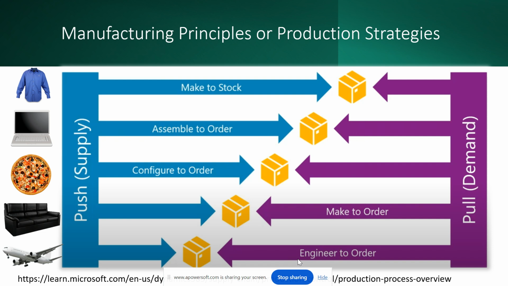But typically, I would suggest you first understand the basics of production strategy, which is make to stock, assemble to order, configure to order, make to order, and engineer to order. That's the reason I have listed it out in this slide. These are the different production strategies which are possible in real-time scenarios. Depending upon your production strategy, you need to configure it in the system accordingly. If you want further details, please check out the link of production process overview in Microsoft Learn. I'll also share this link in the video description.